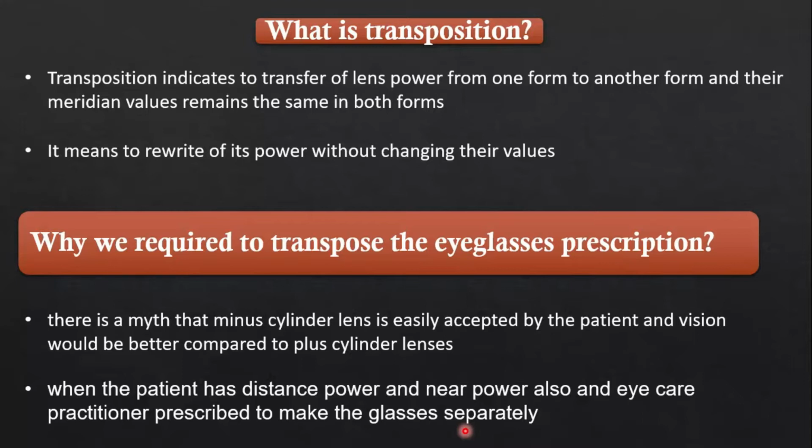Actually, the glasses grinding machine takes cylindrical only in the negative form, hence transposition becomes necessary in some cases. Also, it is necessary when the patient has distance power and near power and the eye care practitioner prescribed to make the glasses separately, distance and near. And for near power we have to transpose to make the near vision glasses.